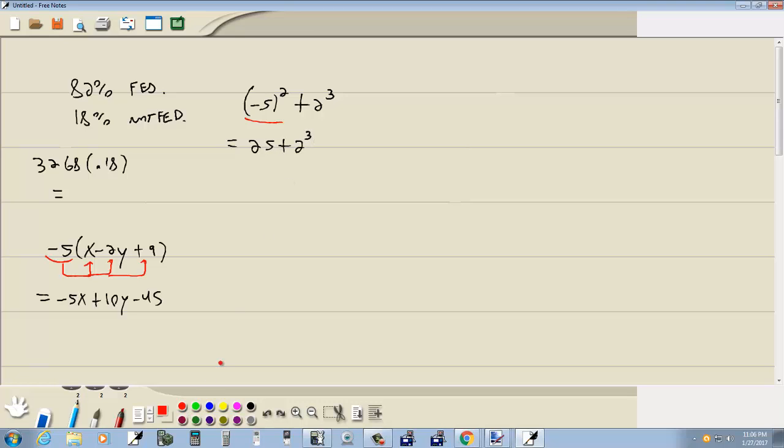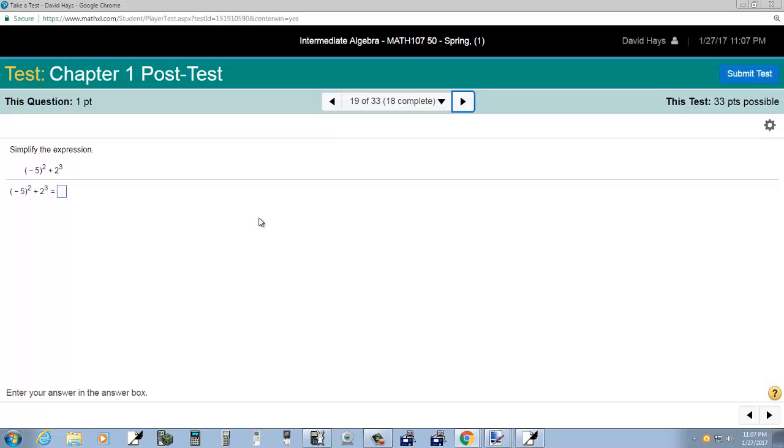We're still on the exponents of order of operations. Here's 2 to the third. 2 times 2 times 2 is 8. And then Aunt Sally, addition, subtraction. 25 plus 8 is 33? Yeah, 33.